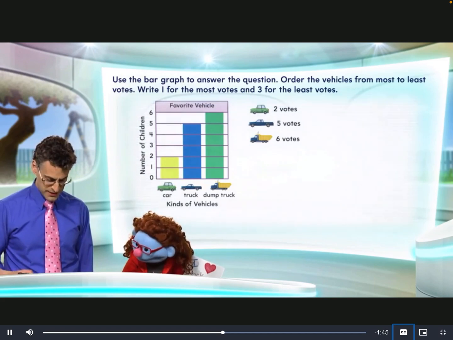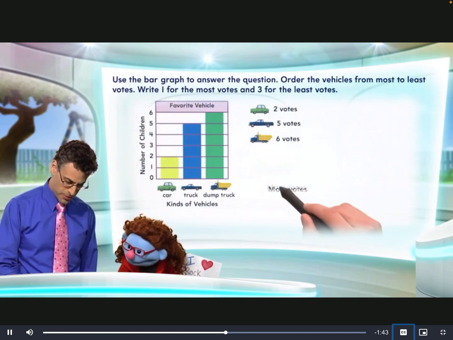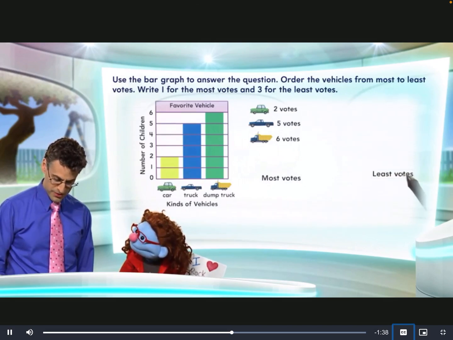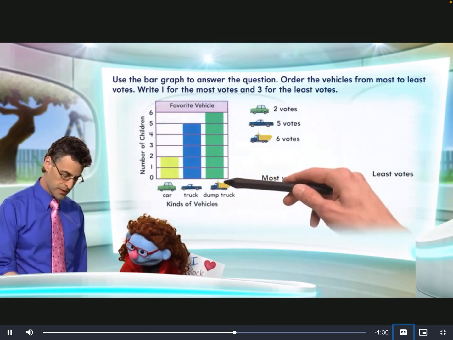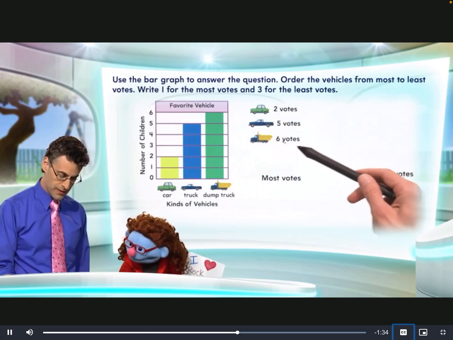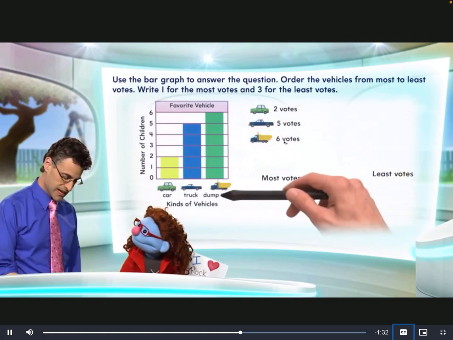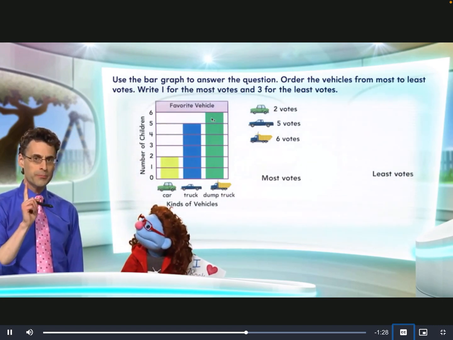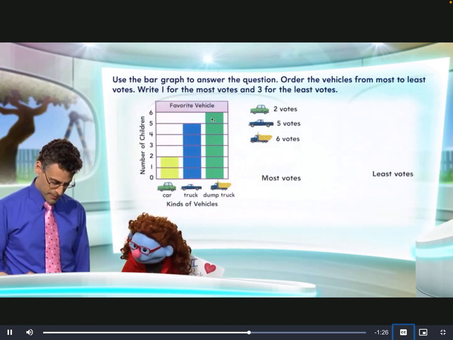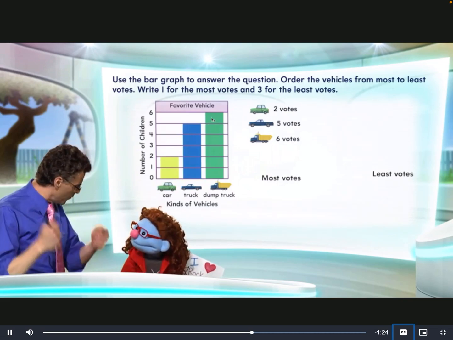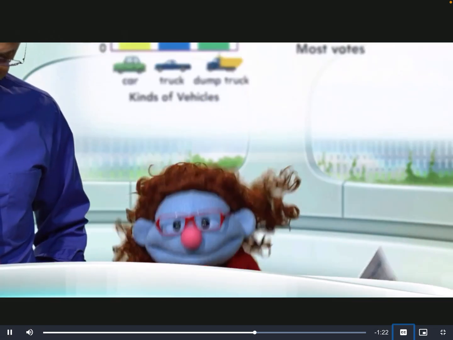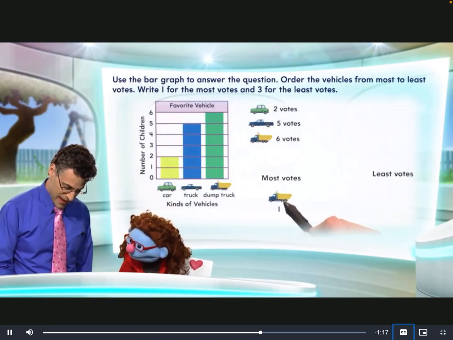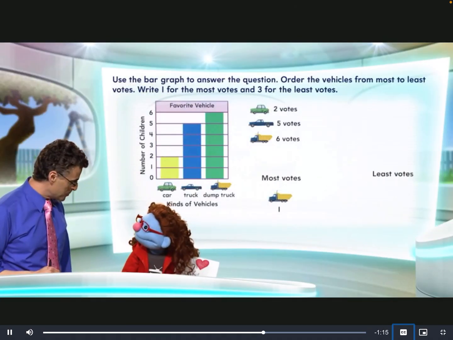So if we want to actually look at the most votes all the way down to the least votes, which is what we want to do, the most votes is going to be the bar that's the highest, or the votes that are the greatest number, which in this case is the dump truck. And we're going to call the most votes number 1. And that's why you hear, we're number 1, we're number 1. Roxas is number 1. All right. So we write 1, and that means that that's the most popular.